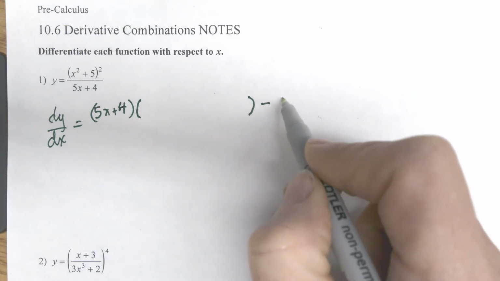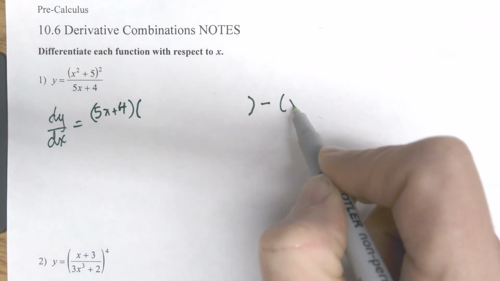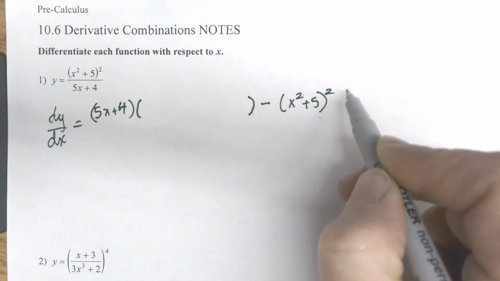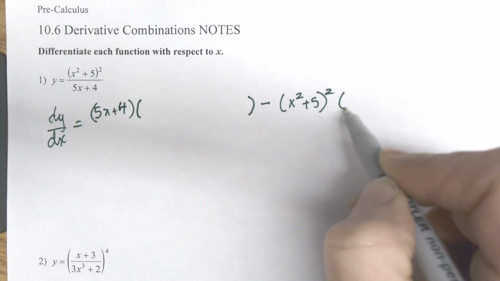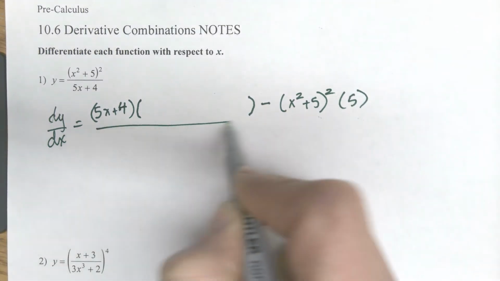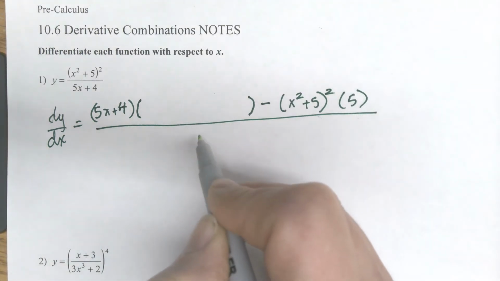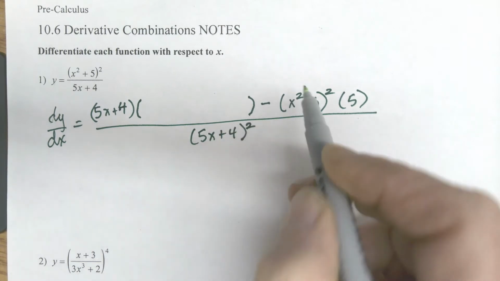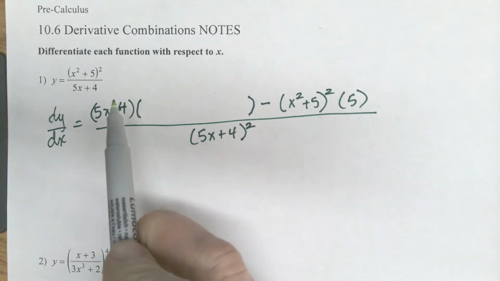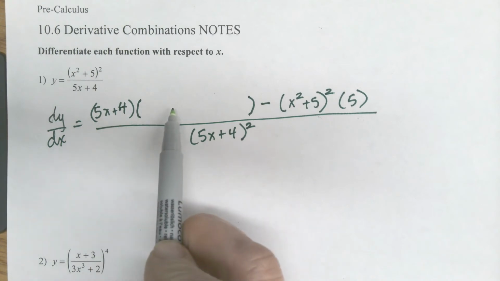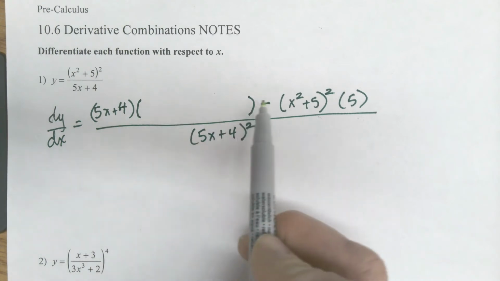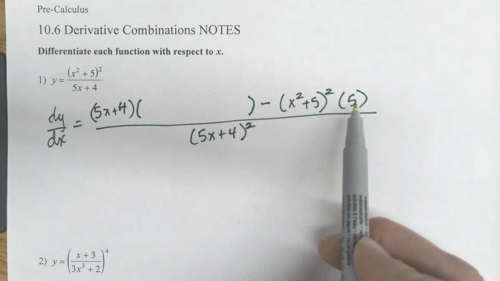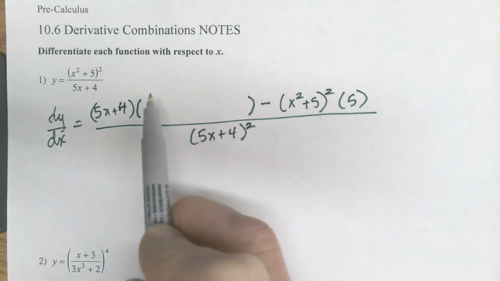Minus the high times the derivative of the low over the low. So the denominator squared. So denominator times the derivative of the numerator, didn't do that yet, I'll get back to that, minus the numerator times the derivative of the denominator. Okay, so now let's go into this.